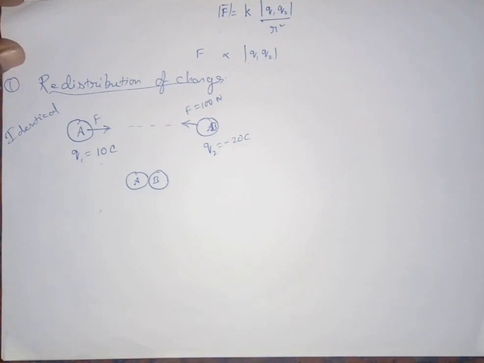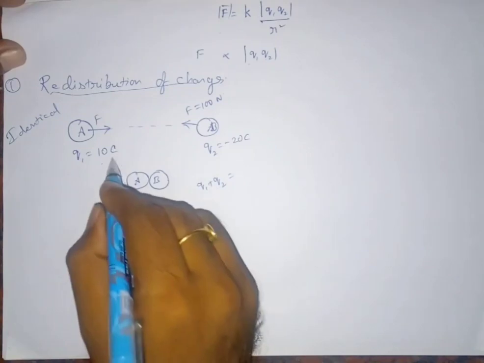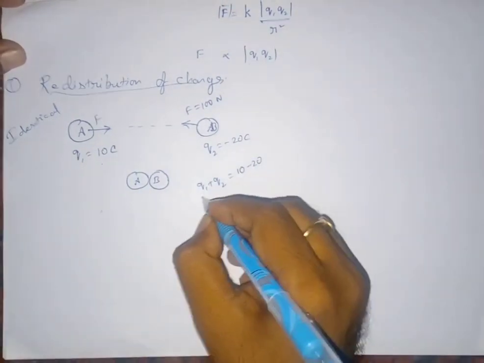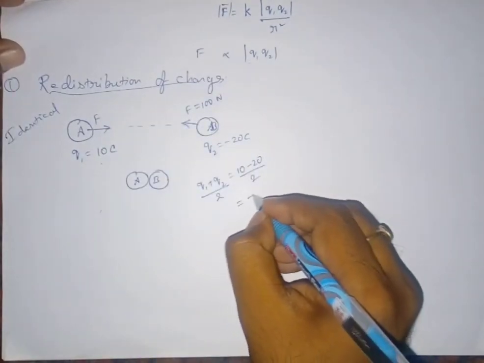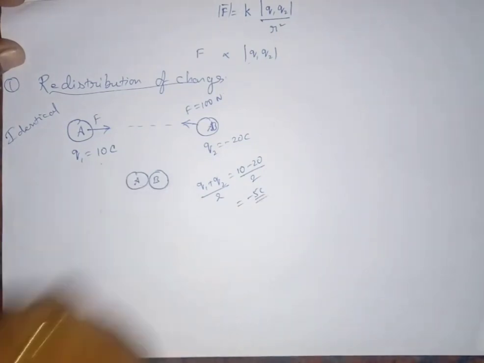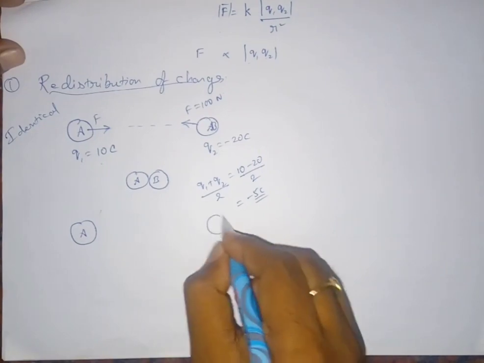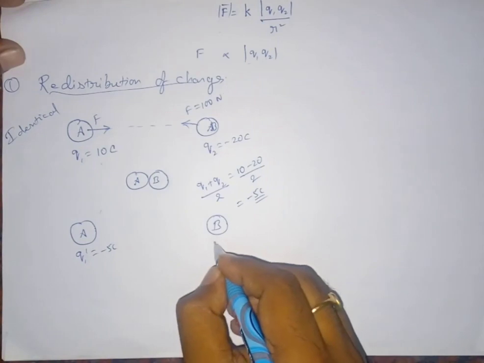When will both the potentials become equal? When the total charge is distributed equally, and that's only for identical bodies. So what is the total charge? Q1 plus Q2, which is equal to 10 minus 20. That should be divided equally, that means it should be made half. So you get minus 5 coulombs each. After the recombination, the new charges on both the bodies are going to be minus 5 coulombs each.